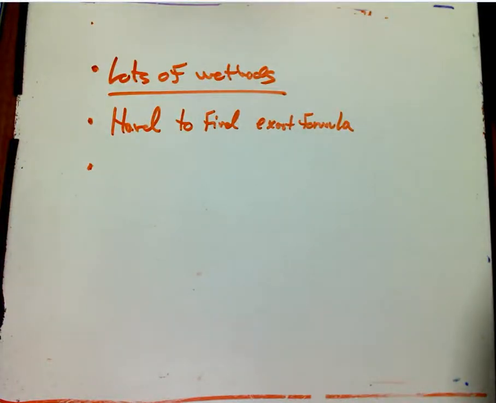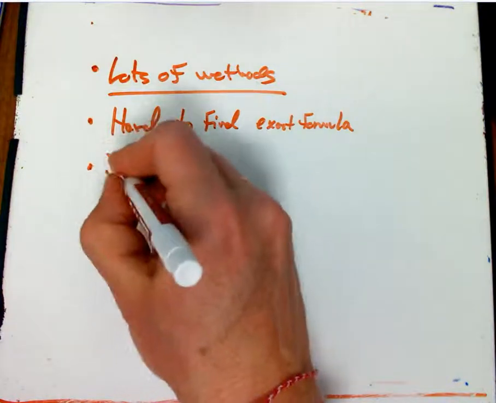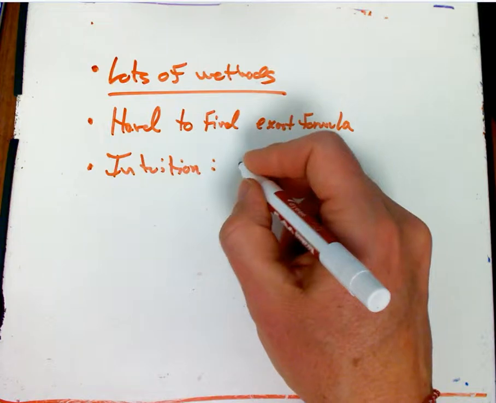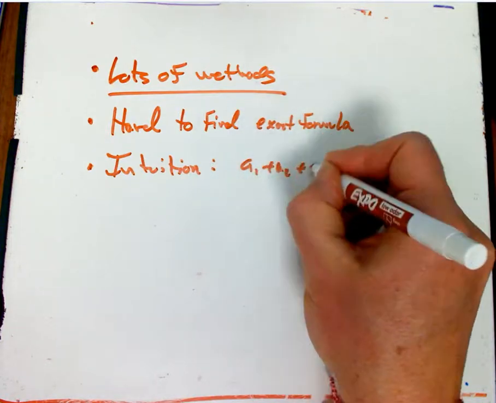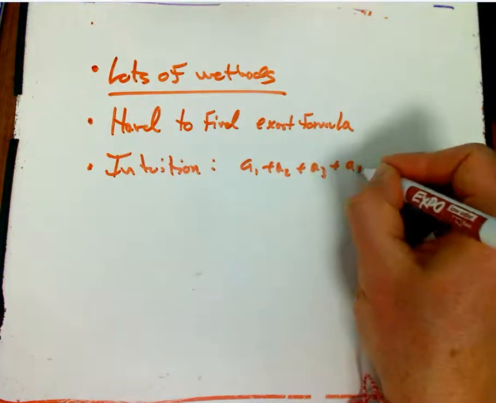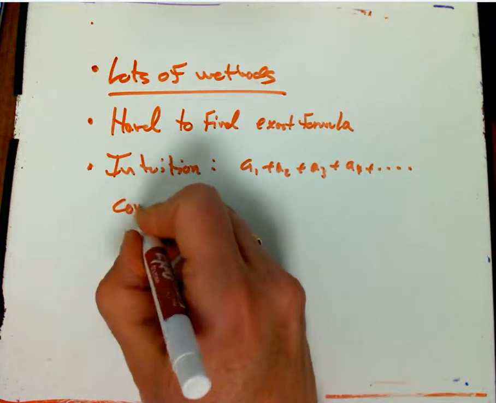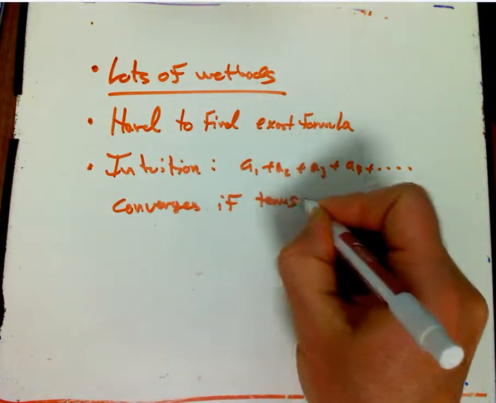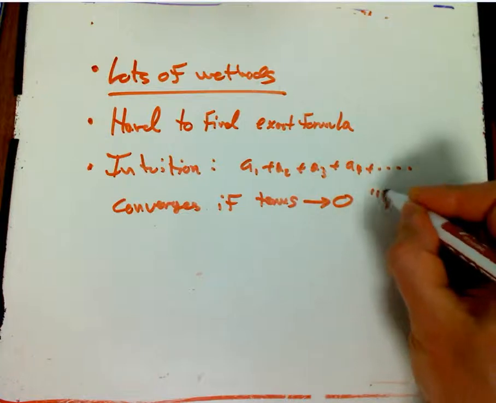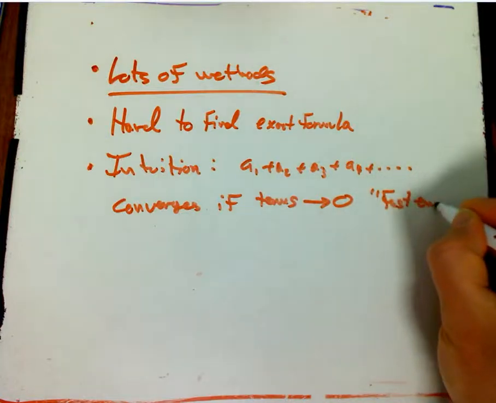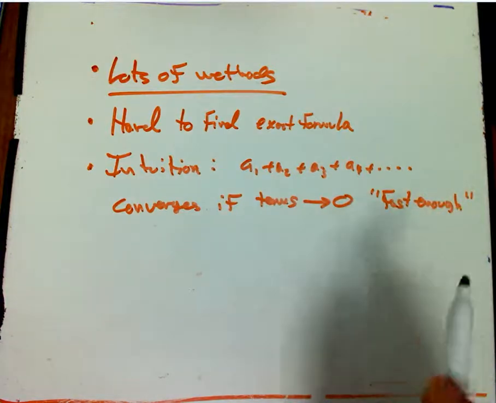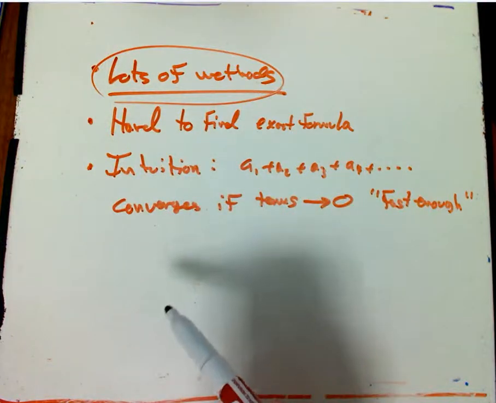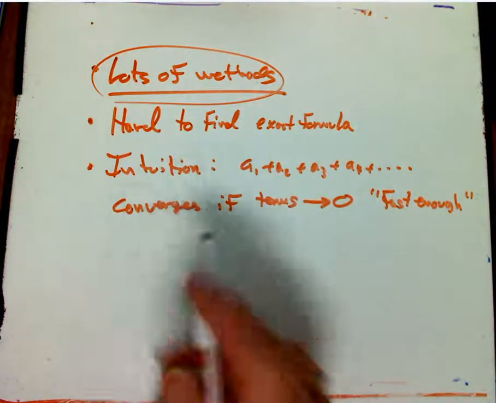Okay, and some of the intuition: you don't want to rely too much on intuition here because it can be slippery. But it's that A1 plus A2 plus A3 plus A4, an infinite series, converges if the terms get small, in other words, go to 0 fast enough. And I'm going to put that in scare quotes because it's really quite slippery to be very precise about that. And that's why you have to have all these methods.